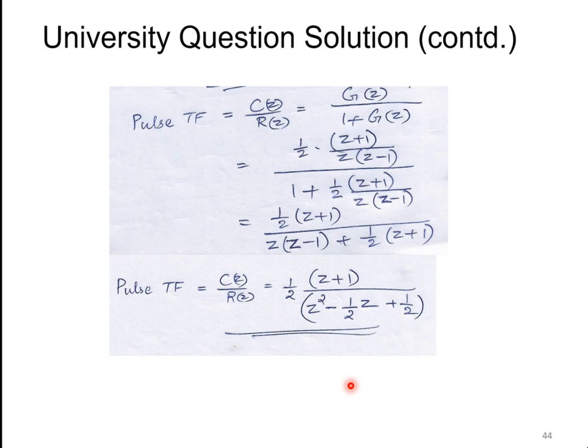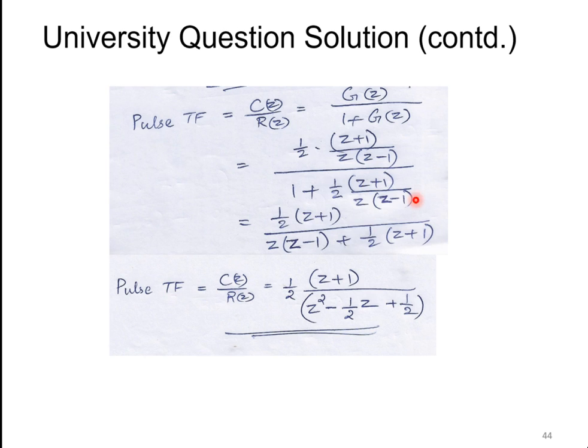So it will be like the G(z) you have already found, half into (z plus 1) by z into (z minus 1), divided by 1 plus half into (z plus 1) by z into (z minus 1). So that is 1 plus G(z)H(z), where H(z) is 1. Multiply the numerator and denominator by z into (z minus 1). You will have half into (z plus 1) divided by z into (z minus 1) plus half into (z plus 1).